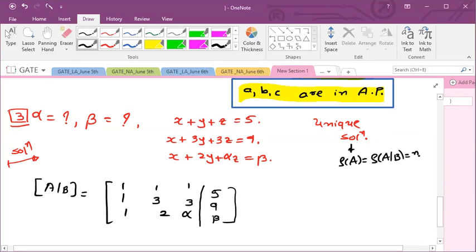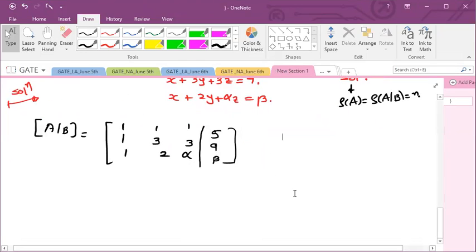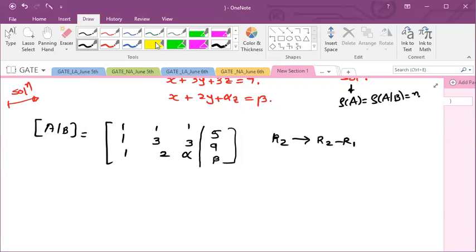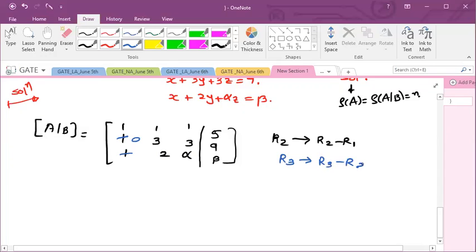To convert to row echelon form, with respect to the first 1 we require 0 in the bottom rows, isn't it? So let us do R2 minus R1. You can use R2 as well as R1, but let us go for R1 only. So 3 minus 1 is 2, 3 minus 1 is 2, 9 minus 5 is 4. Then 1 minus 1 is 0, 2 minus 1 is 1, alpha minus 1, and beta minus 5.